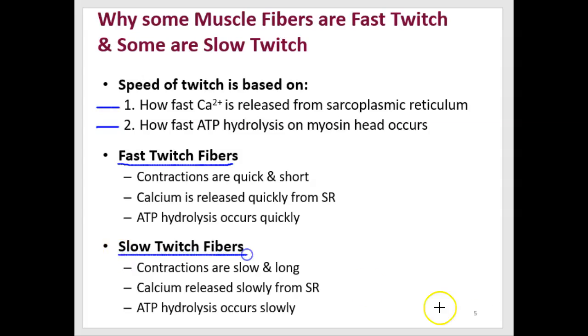Slow twitch fibers, contractions, of course, like in the soleus, are slow and long. And in this case, calcium is released slowly and ATP hydrolysis occurs slowly. So presumably the myosin head, which acts as an enzyme, is a little bit different in slow twitch fibers versus fast twitch fibers. And probably the calcium channels on the sarcoplasmic reticulum are as well.